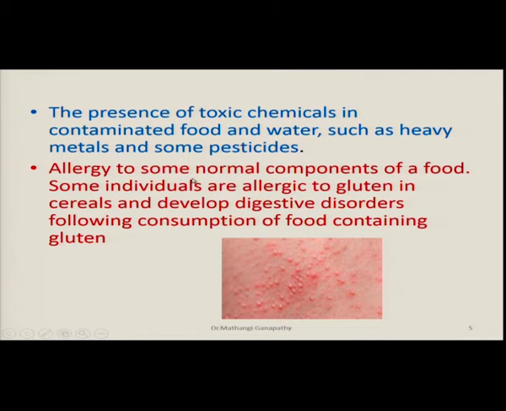Then you have allergy to some normal components of a food. For example, this picture shows rashes formed because of consumption of food containing gluten: bread, biscuits, anything related to wheat which contains gluten. Some individuals are allergic to the gluten in the cereals and develop digestive disorders following the consumption of food containing gluten. You can see it on the skin, and it can be gastrointestinal disorders, but more than that, the allergy would first manifest as a rash or an itching, what you call hives, on the skin.